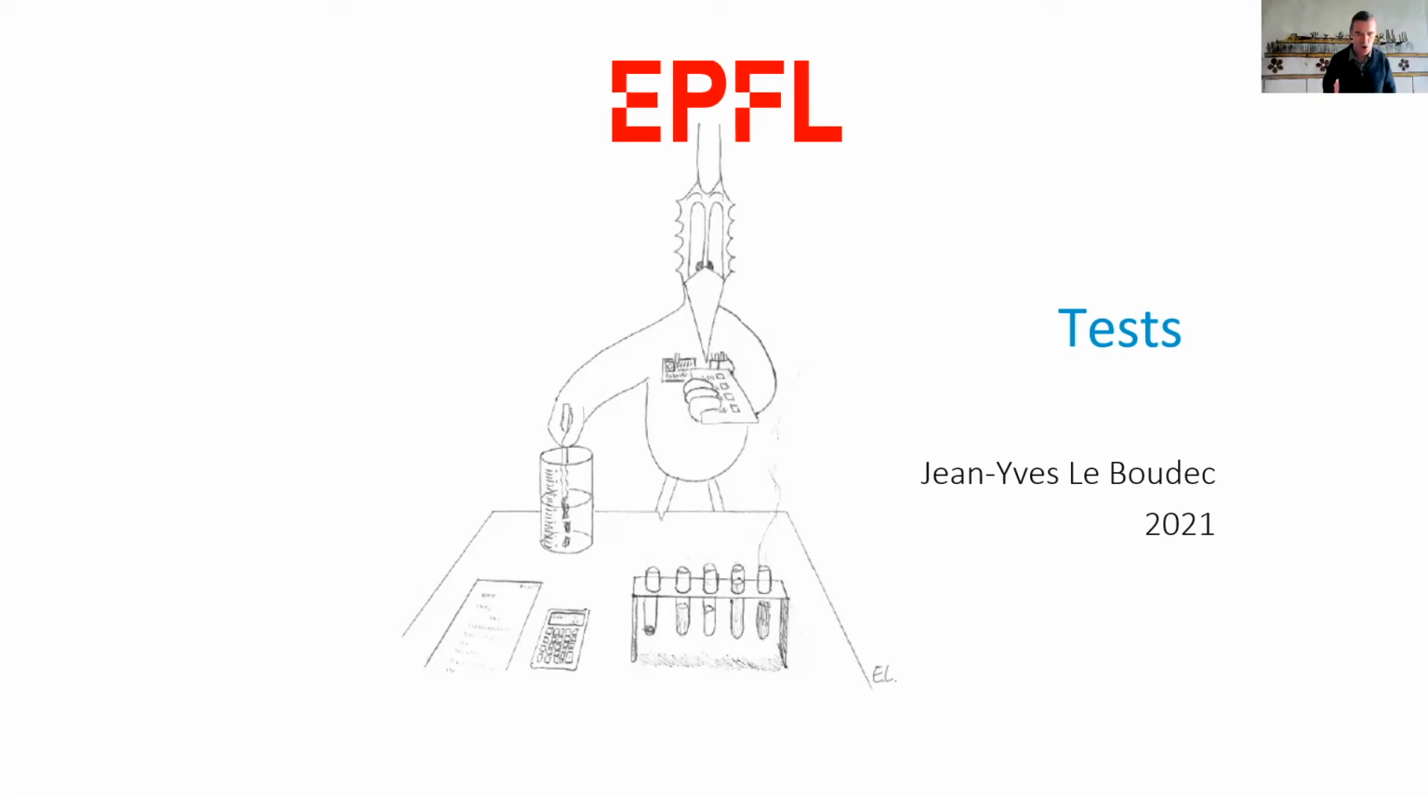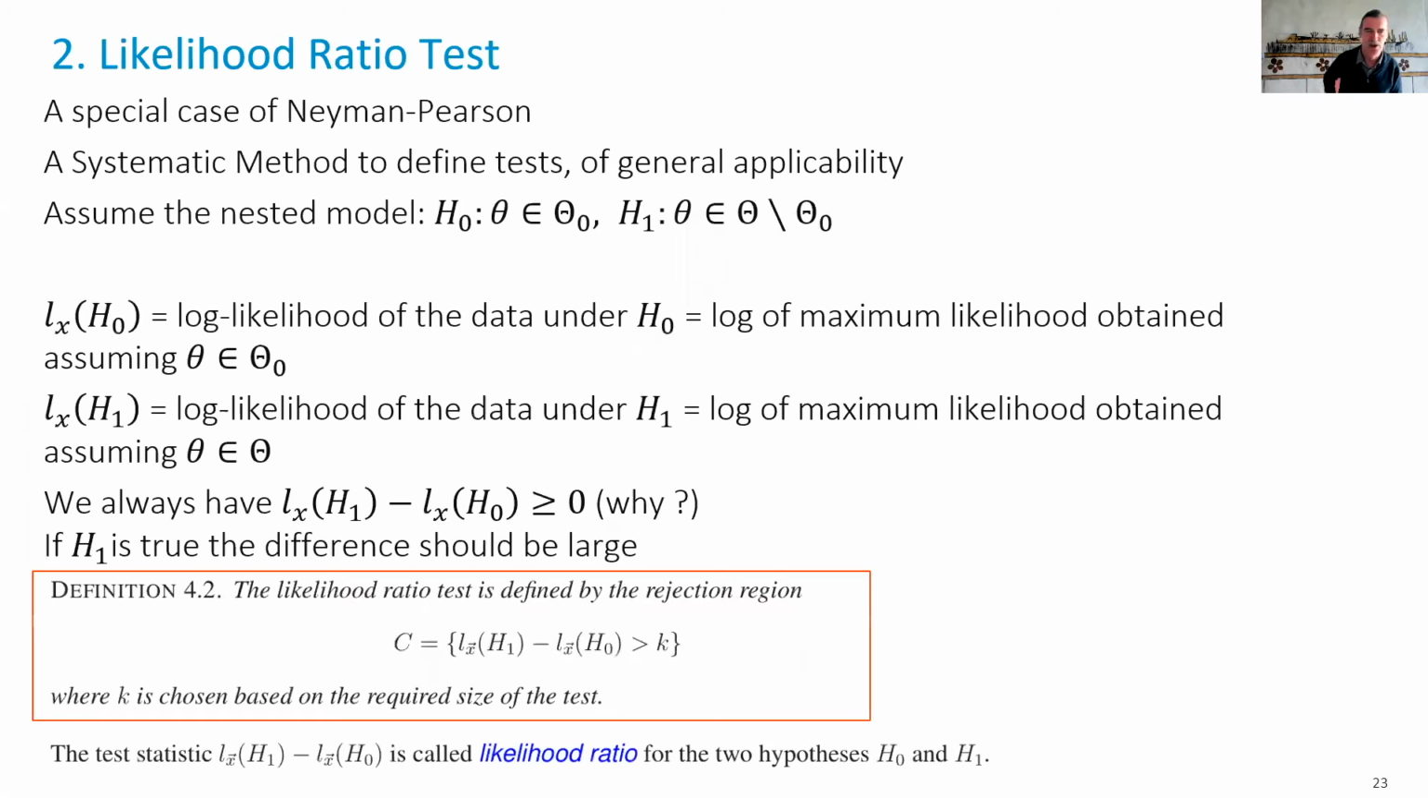So we're ready to continue our exploration of the theory and practice of tests. Yesterday, we saw the general definition of classical tests, and we also saw something that I can call a factory method to create tests, which is the likelihood ratio test, which is specified here and works when we have what is called the nested model.